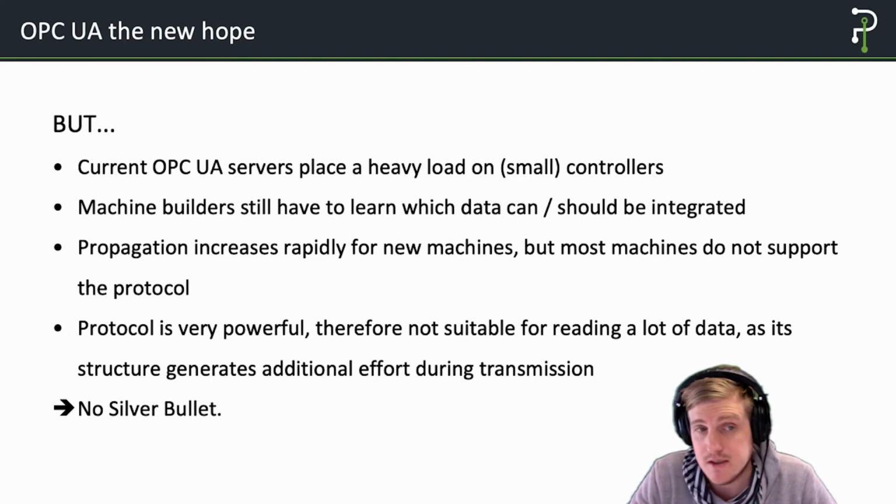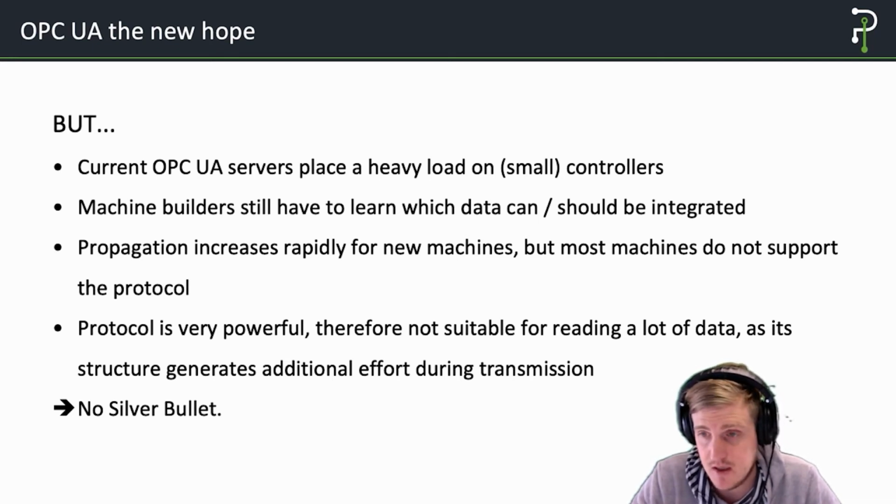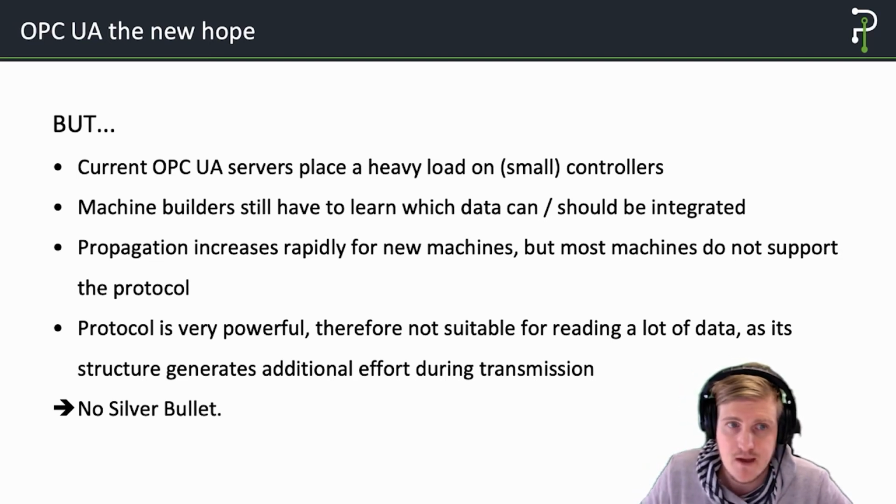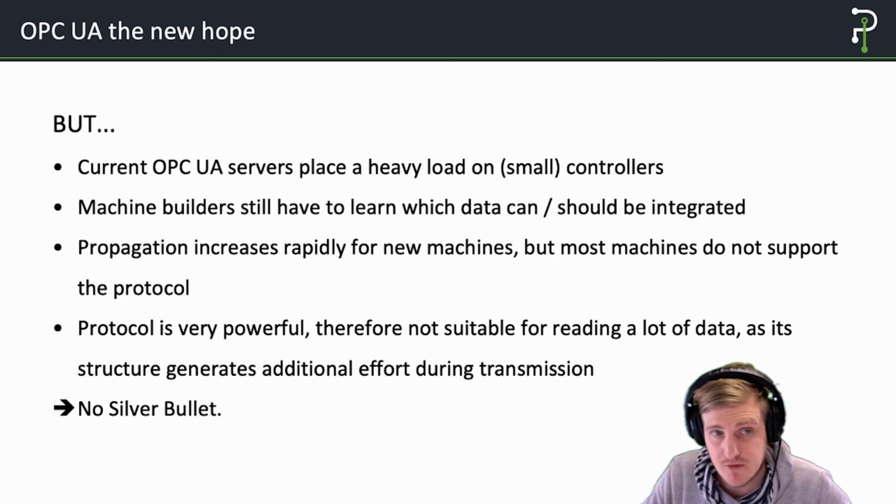The nice thing is that propagation increases rapidly for new machines, but most of the old machines, everything you already have in your plant, all those thousands of machines out there, billions of machines out there, do not have OPC UA connectivity. So although the market is growing rapidly, it will take many years till most of the machines support OPC UA. Another nice thing about the protocol is that it's very powerful.